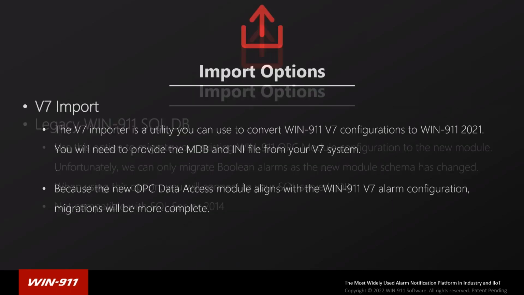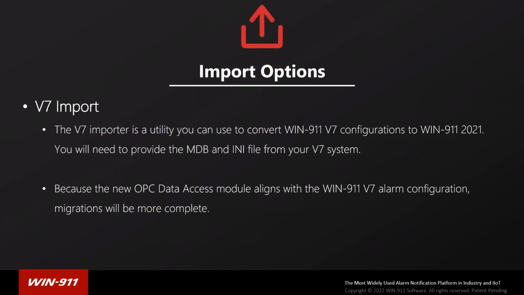And then the last import option is the version 7 import utility, which is just an import utility we've had for a while. It's been updated for the new data access module. Put in your MDB file and your INI file. It'll convert everything over, and you can import it into Win911. Everything will match up pretty well with the new module, so you don't have to really give up anything with the version 7 stuff when it comes to your OPC configuration. That worked out really well, and that's because we modeled a lot of the configuration after the version 7 stuff that we already had.